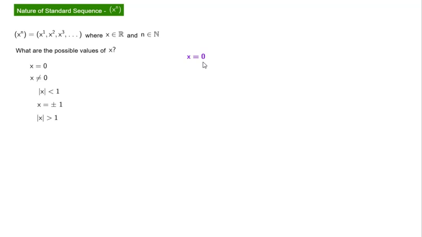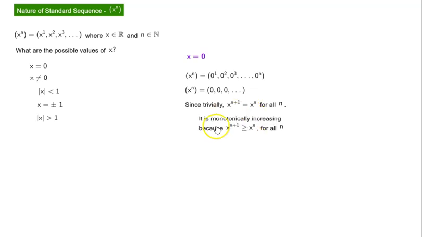So when x equal to 0, what happens? We have this sequence. Simplifying it, we get zeros. Now remember the definition of a monotonic sequence. Keep that in mind. Now, since trivially x to the power of n plus 1 is equal to x to the power of n for all n, basically, what this means is all the terms are equal. So it is monotonically increasing because x to the power of n plus 1 is greater than or equal to x to the power of n for all n. Here, of course, the greater than is not applicable, but equal to is applicable.